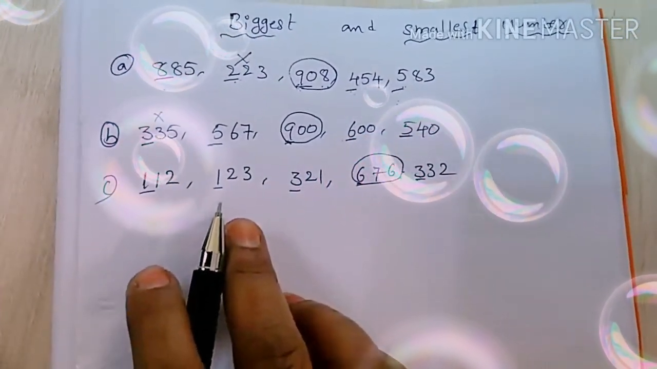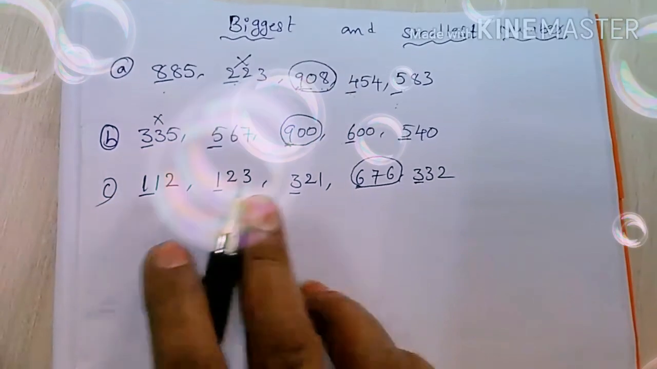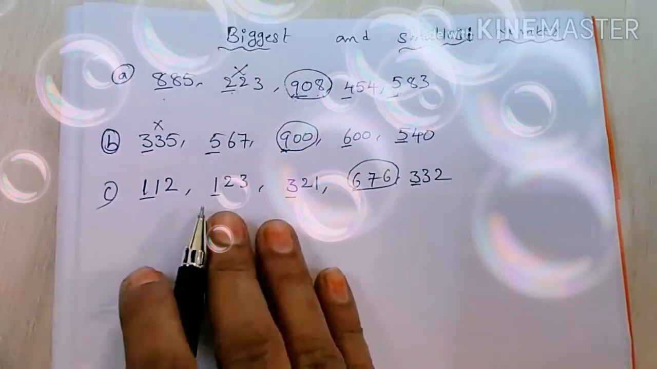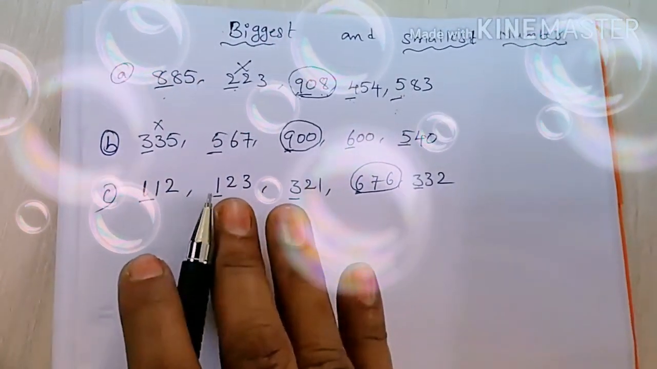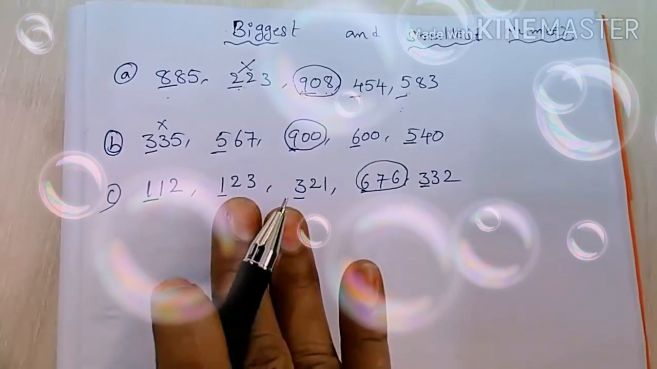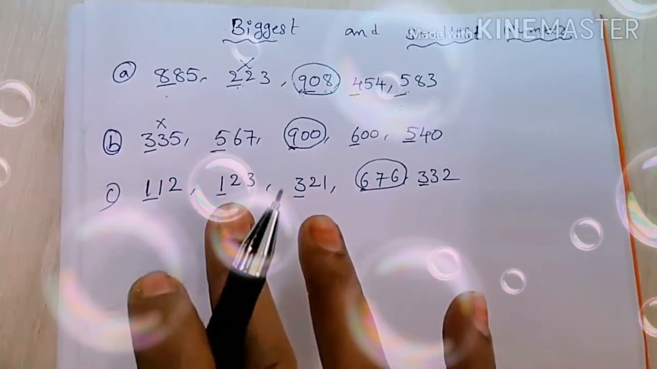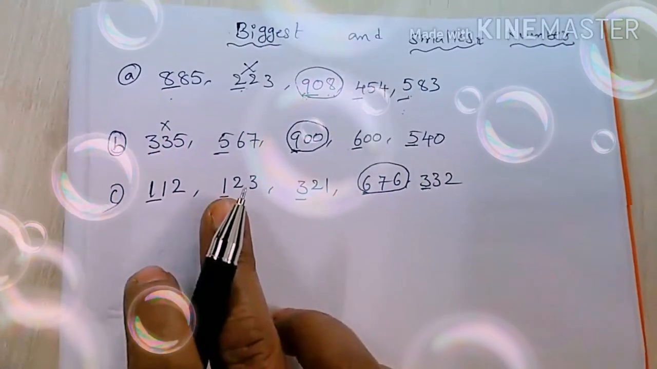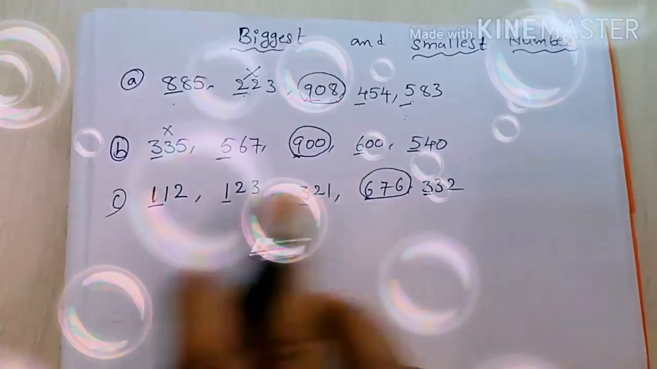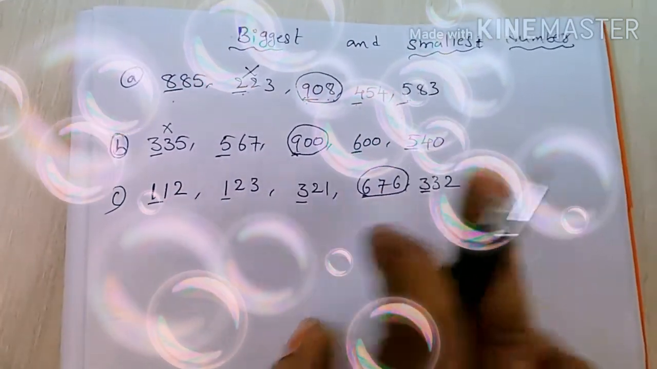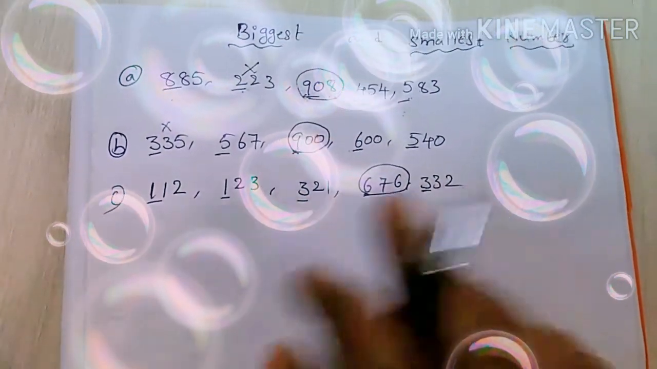So how to identify? As usual, we have to take the hundreds place, because here all the numbers have hundreds place values. We have to identify the highest place value to know the biggest or smallest. In this highest place value, hundreds, we identify that 676 is the biggest number. Now come to the identification of the smallest number.